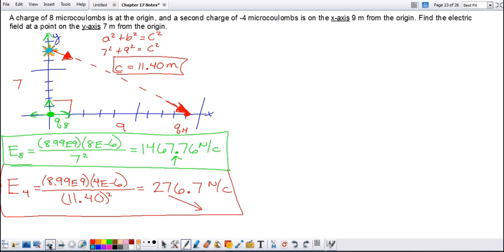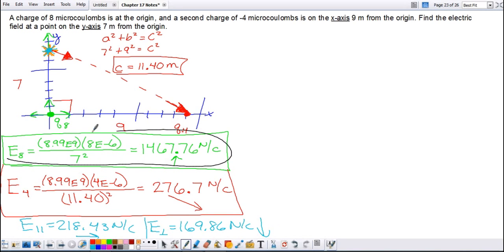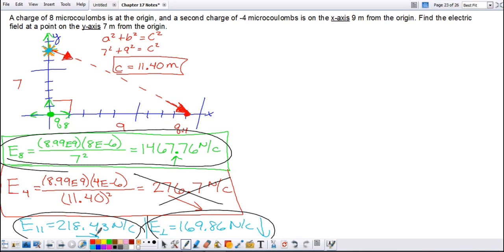So this is broken into its two components. We have the parallel component, 218.43 newtons per coulomb to the right, and we have the perpendicular component, 169.86 newtons per coulomb down. And now we are ready to do some vector addition. We are going to add this vector because it's completely in the vertical direction, and then we're going to add the two components of this vector. We're not going to include this anymore because we broke it into its two components.